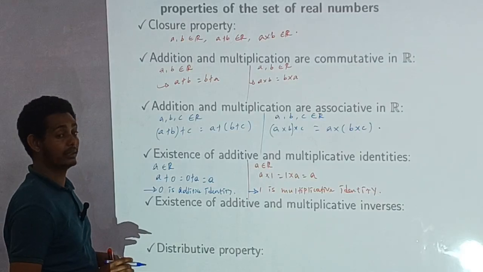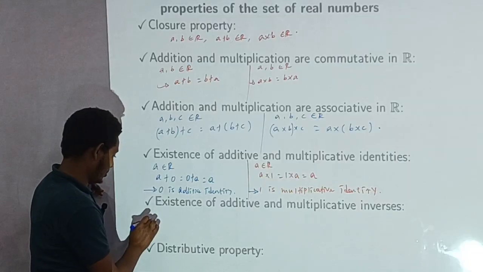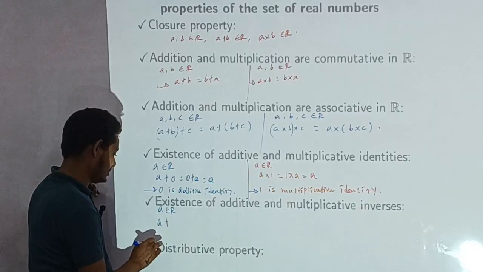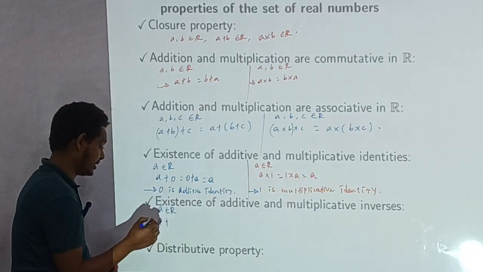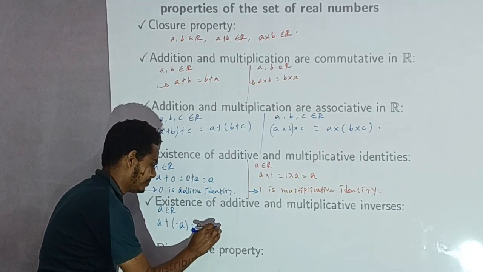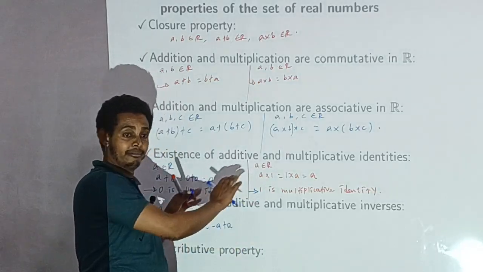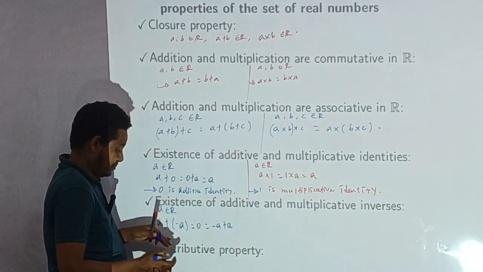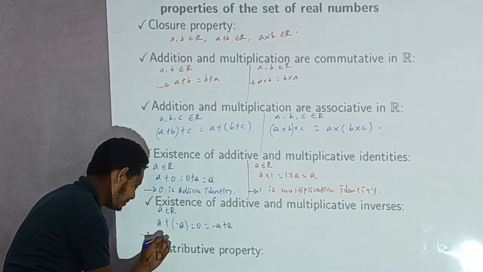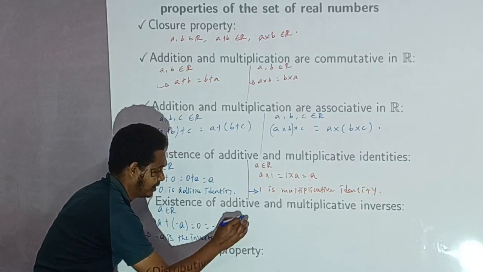Next, the fifth is the existence of additive and multiplicative inverses. So for a an element of the real numbers, a plus minus a equals 0, which equals minus a plus a. So for all real numbers a, there exists minus a in the real numbers such that a plus minus a is 0. If this holds, then minus a is the inverse of a. So minus a is the inverse of a.